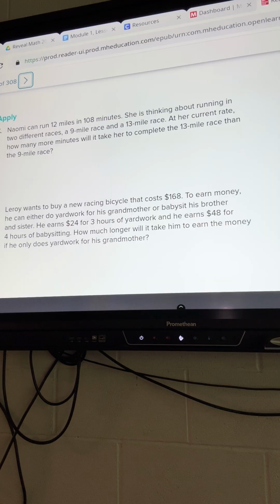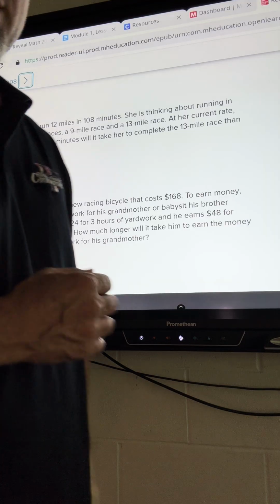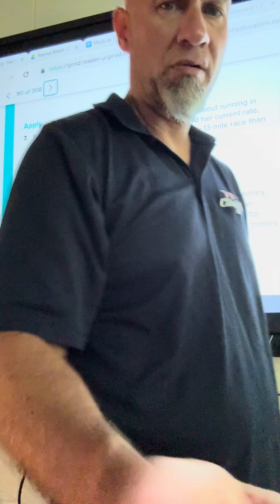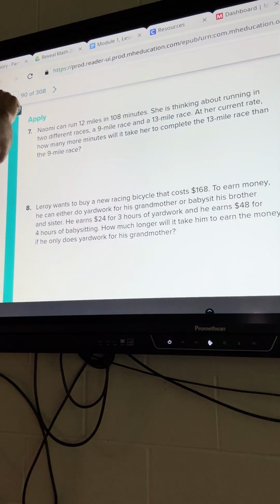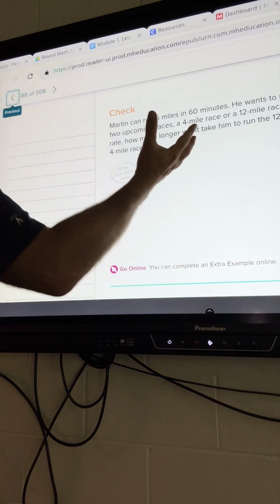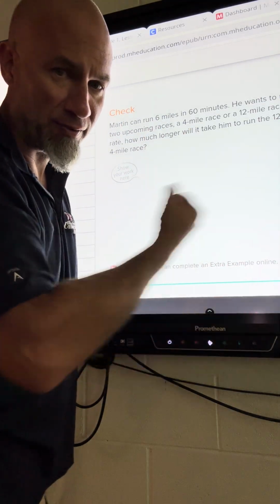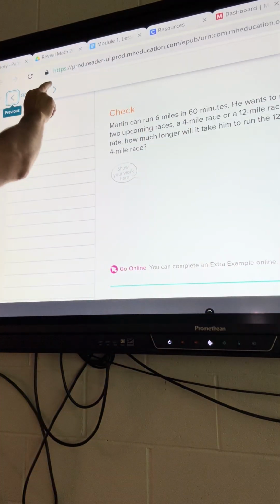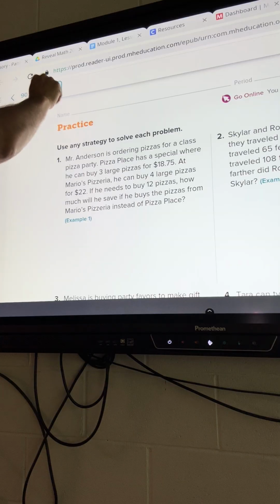the race thing that we did. We did one of these. That was, I think, the check problem. Wasn't that the check problem? Let's see. Yeah, this is just like the check problem we did in class. So I'm not going over this one. You can figure this one out on your own. Go back to the check problem. It's the same type of problem.